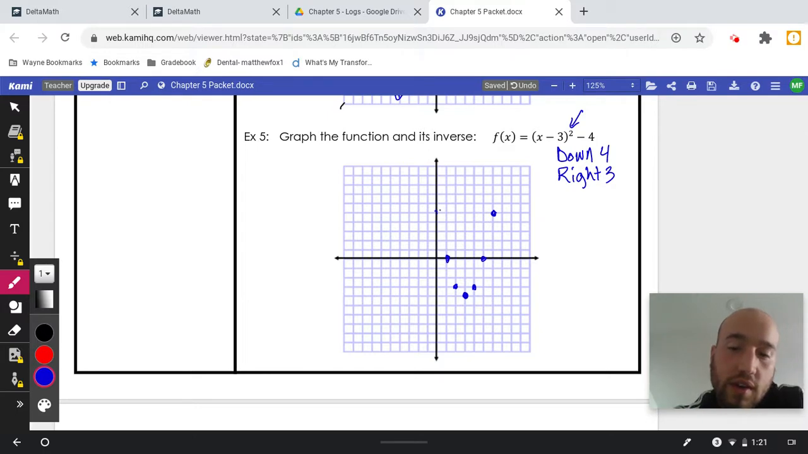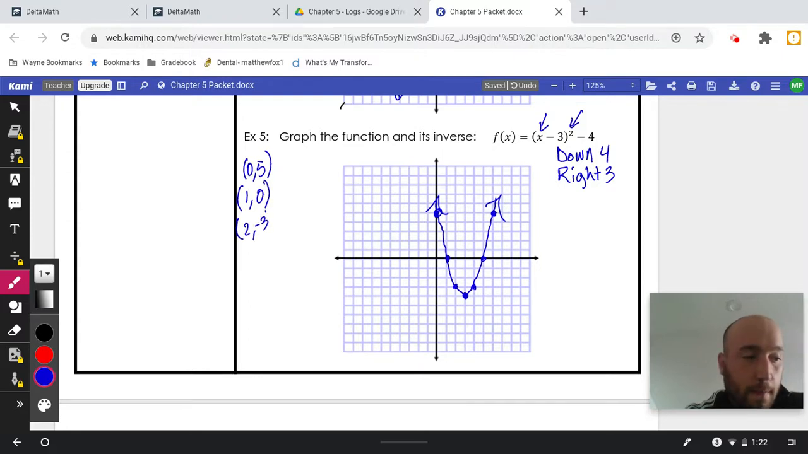If you don't know what I'm talking about, you also can solve it just like we did on the last one. All you'd have to do is plug in, work each way, plug in your values right here for that x. It's up to you on how you do it. So now we're going to write our points. So we have 0, 5, 1, 0, 2, negative 3, 3, negative 4, 4, negative 3, 5, 0, and finally 6, 5.